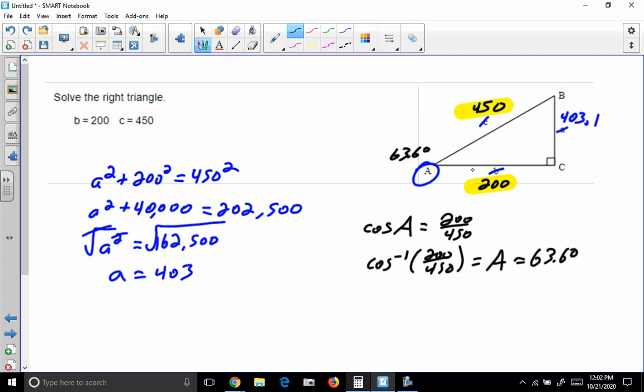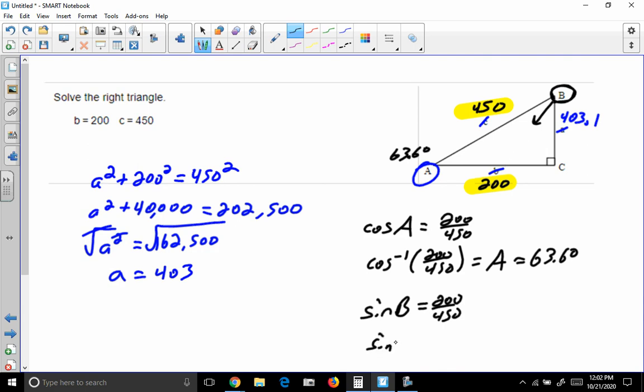63.6 degrees. Once we have two angles, we can find the third one just by taking them away from 180. Or, if we want to, then we can use trig to get B. We are given 200 and 450, so 200 is opposite, 450 is hypotenuse, which means that sine of B is 200 over 450. Opposite of B over hypotenuse.